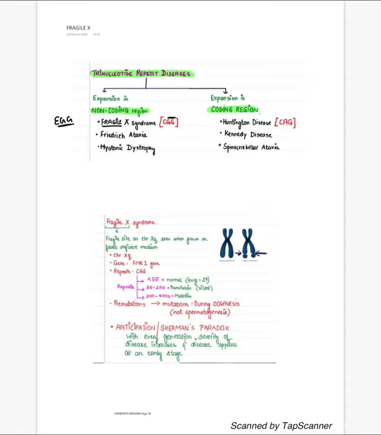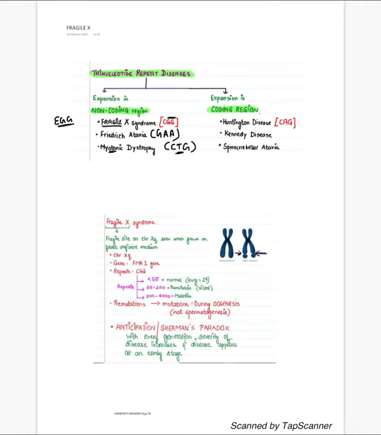And here you have giant gonads, guys, this is important. Then Friedreich ataxia, that is gait, guys. Ataxia means gait, so remember GAA. Then myotonic dystrophy, the Christmas tree cataract thing, that is seen with CTG. This was about the non-coding region, guys. This was your fragile X, Friedreich and myotonic.